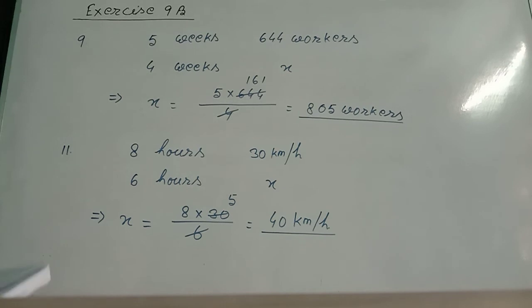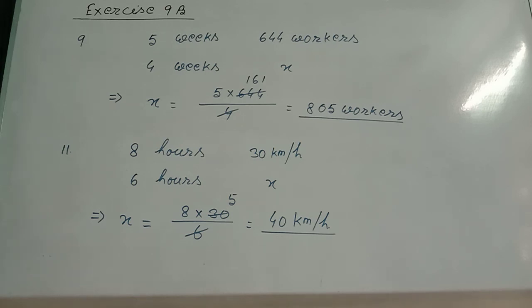Question number 9 states that a builder planned to hire 644 workers to construct a wall in 5 weeks, but they are required to complete the construction in 4 weeks. How many more workers should be employed to complete the work? So because the number of workers is asked, I have kept that at right hand, and weeks I have kept on left hand.